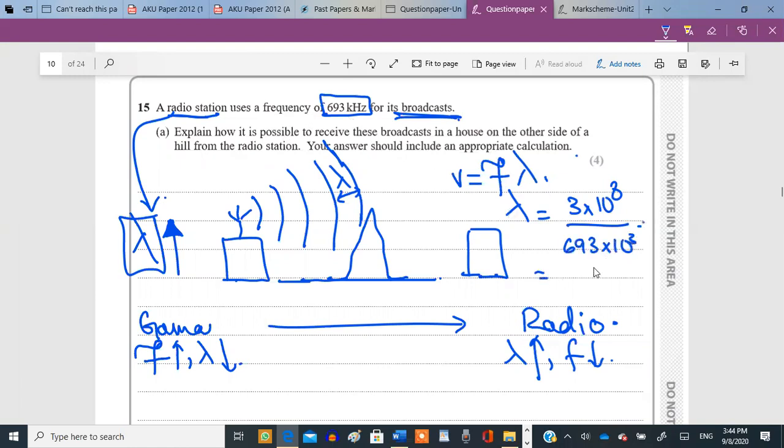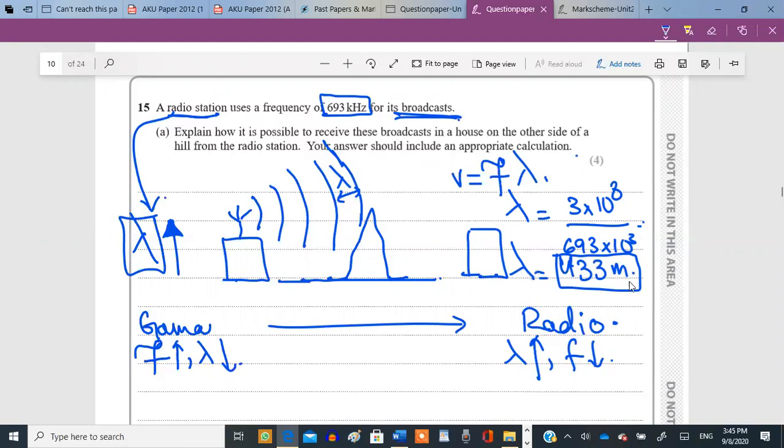Can you give me the answer to this? 3 times 10 raised to the power of 8 divided by 693 times 10 raised to the power of 3. This turns out to be 433 meters. That is the wavelength of this radio wave. Now this wavelength is quite a relatively large size, a measurable, significant size, 433 meters.